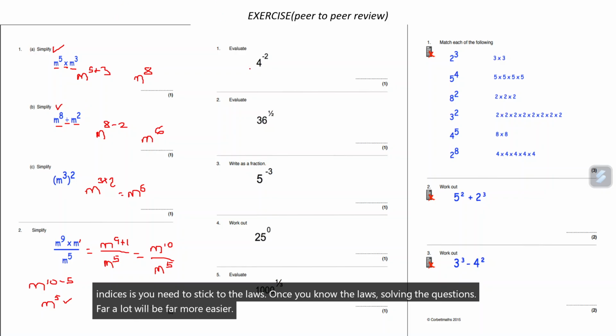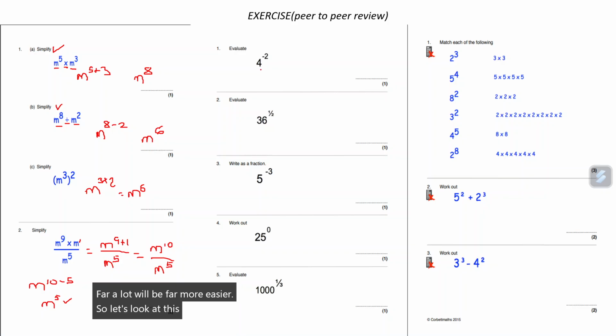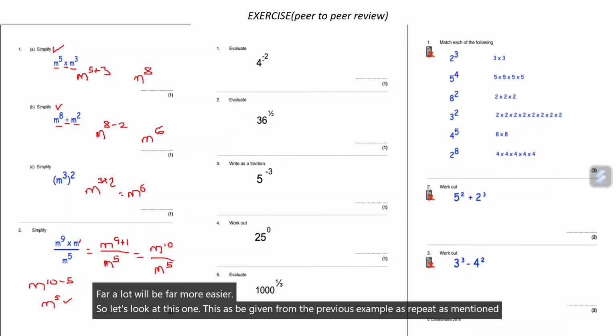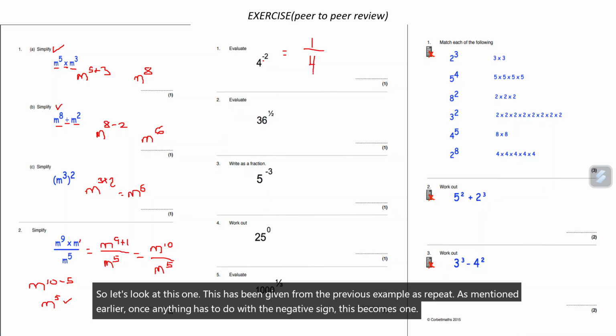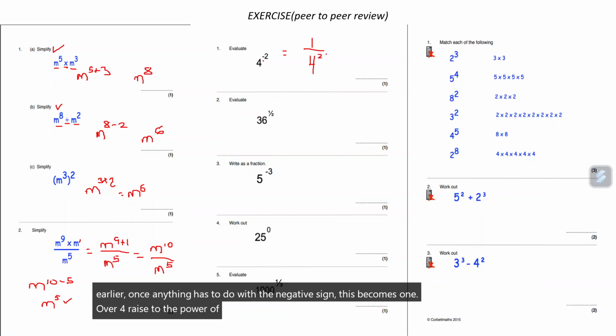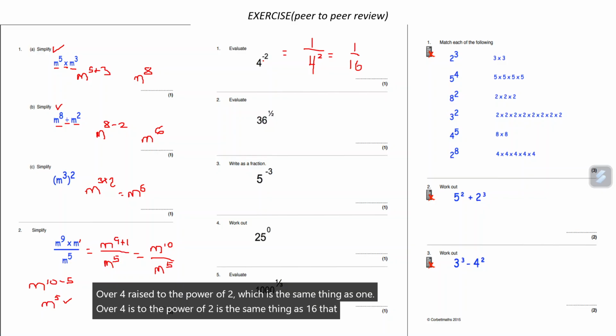So let's look at this one. This has been given from the previous example. As mentioned earlier, once anything has to do with the negative sign, this becomes 1 over 4 raised to the power of 2, which is the same thing as 1 over 16. That means 4 times 4 is 16.